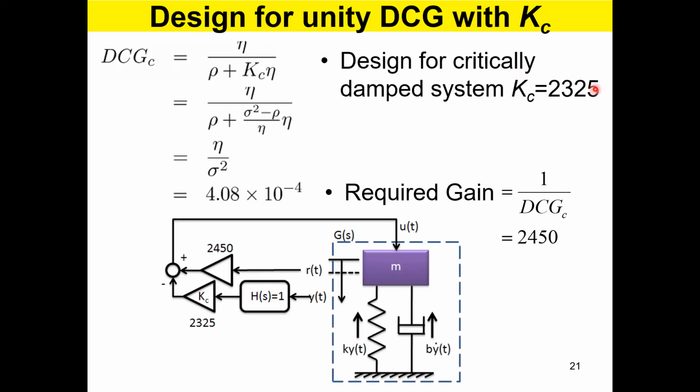Okay, the system is critically damped, and on top of that, if you want to have unity DC gain, you need to have additional gain here, a free gain, and that is 2450. So this one will make the system critically damped, and this one will make the plant unity DC gain.